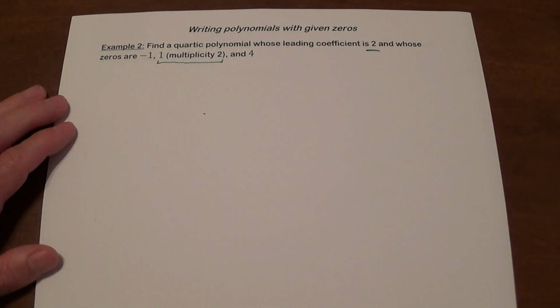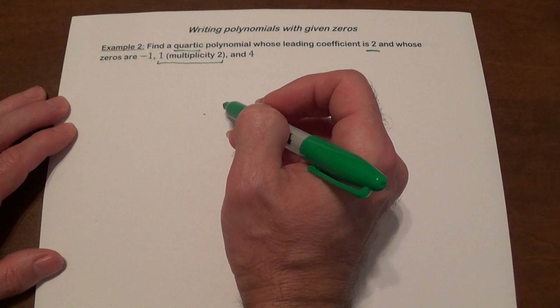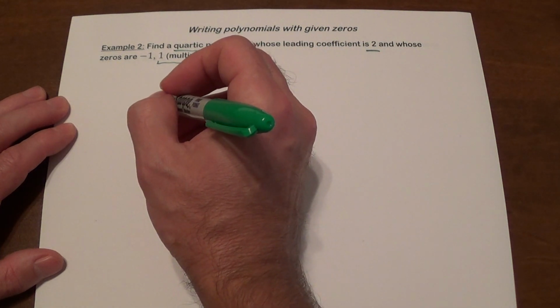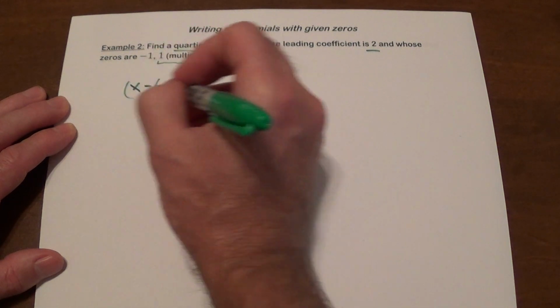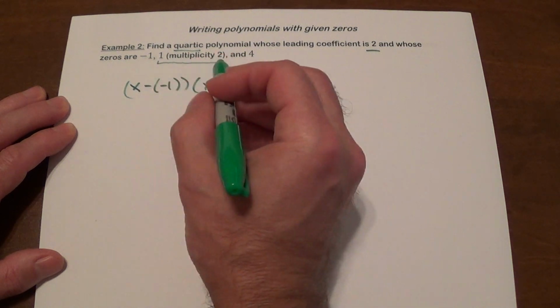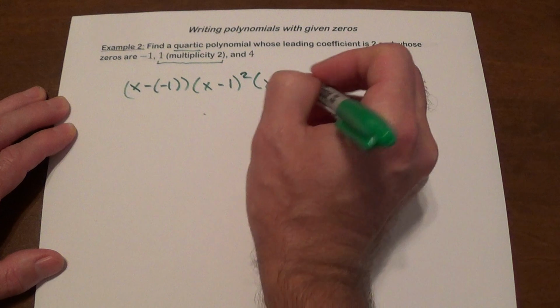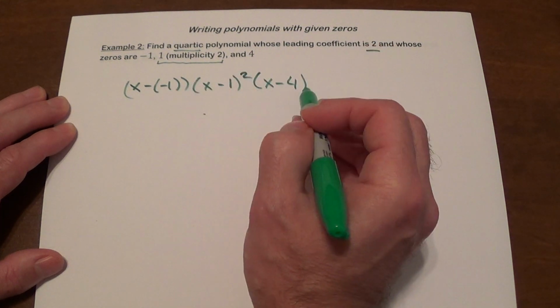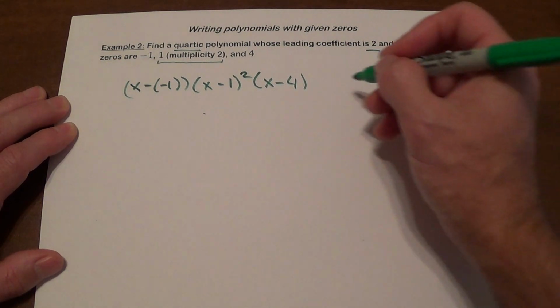So we're going to start, and it's a quartic equation, which means we have to have 4 binomial factors. So we're going to have x minus -1 times x minus 1, but we want to do it twice because it says multiplicity 2, so we're going to square it, and then x minus 4. So we have one factor here, and that counts as 2, which means we are going to get 4 of them.